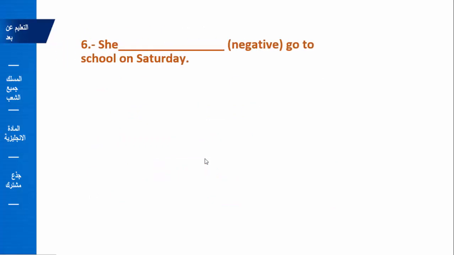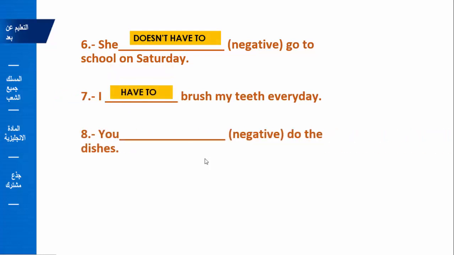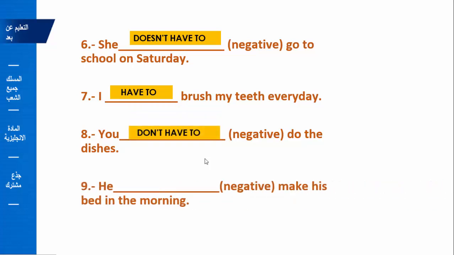She, negative, to go to school on Saturday. So we use the negative form with she, so she doesn't have to. I brush my teeth every day, have to. This is positive. You, negative, do the dishes, which means you don't. Okay, don't, not doesn't, because you. 9, he, negative, make his bed in the morning, so he doesn't have to make his bed in the morning.